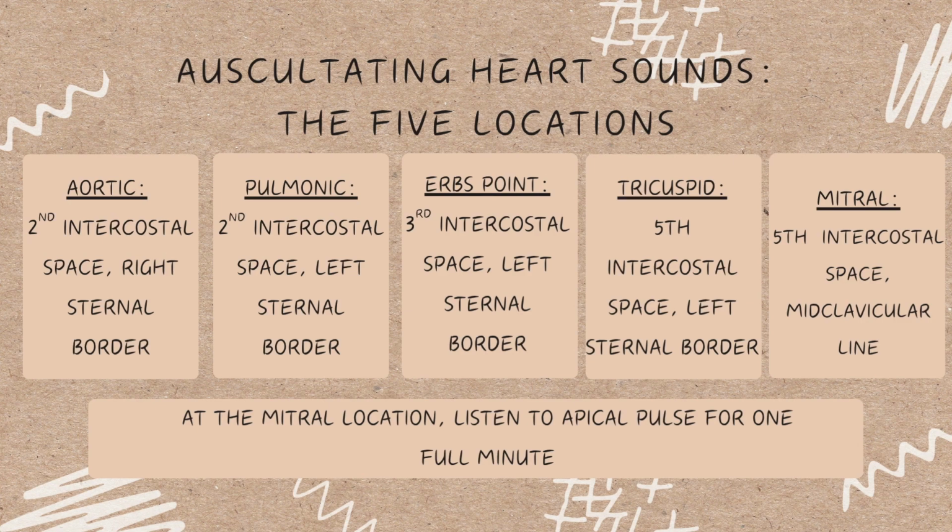When auscultating the heart sounds, we're going to listen to 5 different locations. First, we listen to the aortic heart sound at the second intercostal space, right sternal border. Next is the pulmonic, second intercostal space, left sternal border. We then move to Erb's point, which is at the third intercostal space, left sternal border.